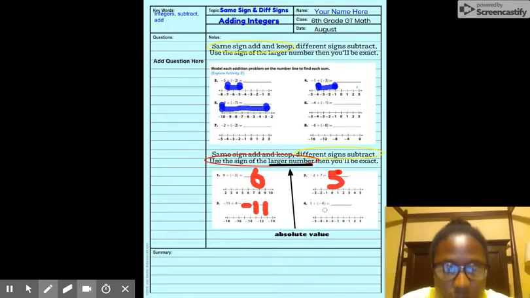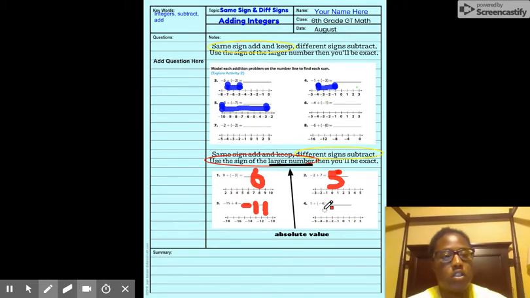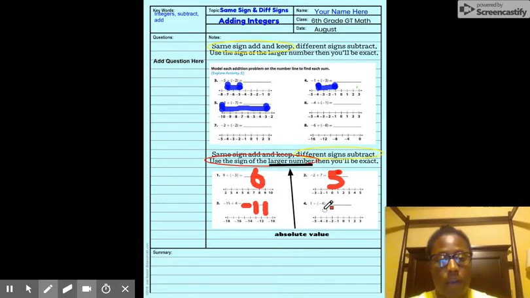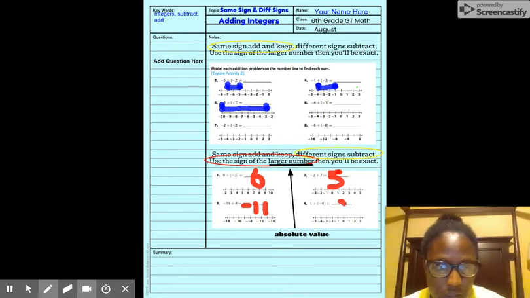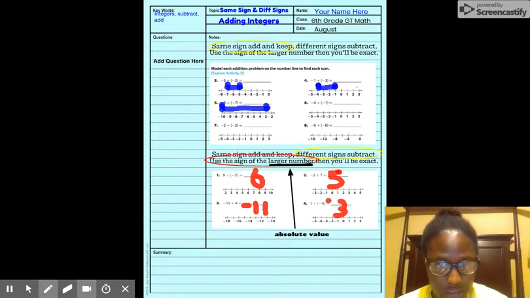And then we have different signs again here. 1 plus negative 4. So different signs, a negative 4, positive 1. So you subtract and we're going to get 3. And the one that's the furthest away from 0 is the 4. So this is going to be negative.